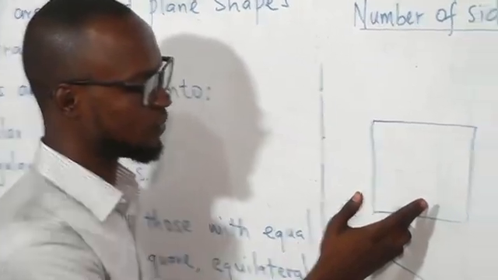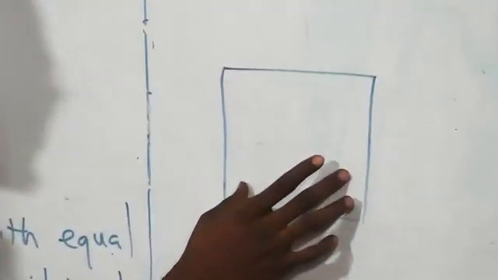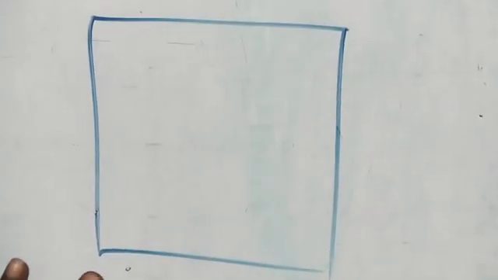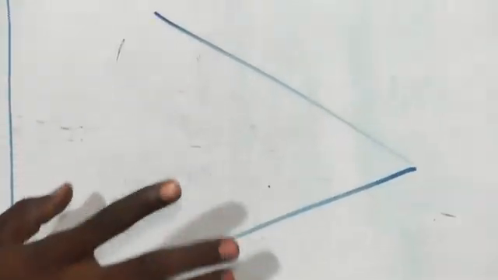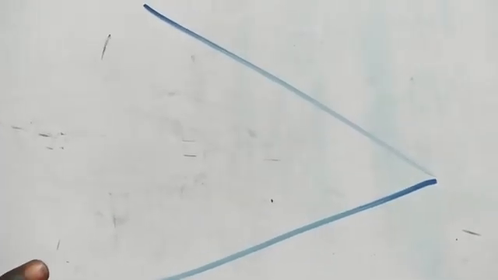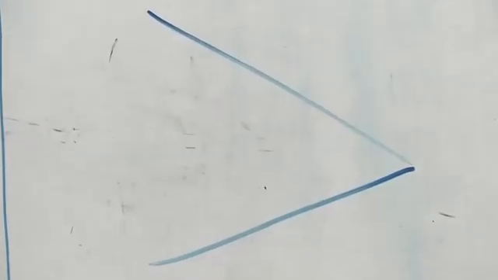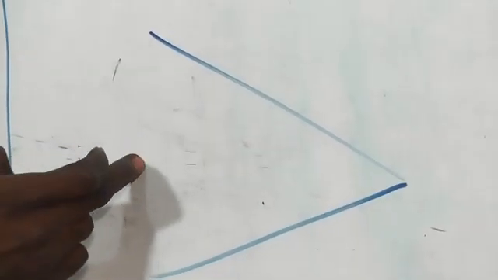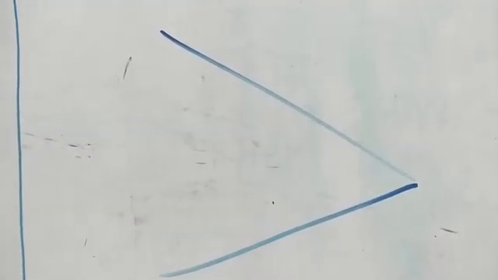Now look at this diagram. You can see it is a plane shape with 4 sides. It is also closed and all the edges are straight. Therefore it is a polygon. Look at the second one. It has 2 straight sides. The other side is open. It is a plane shape. But for the fact that the other side is open, it is no longer a polygon.